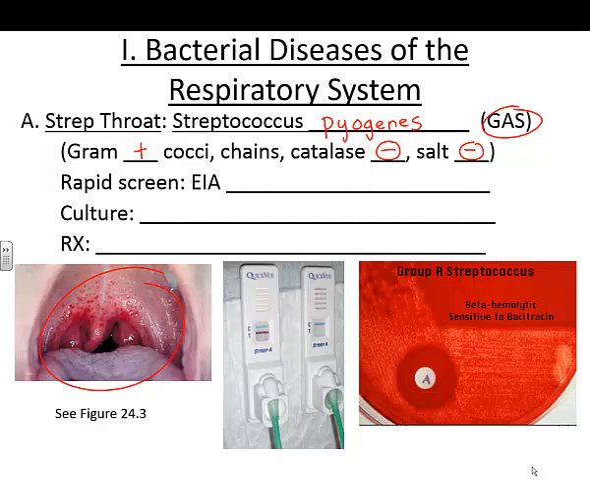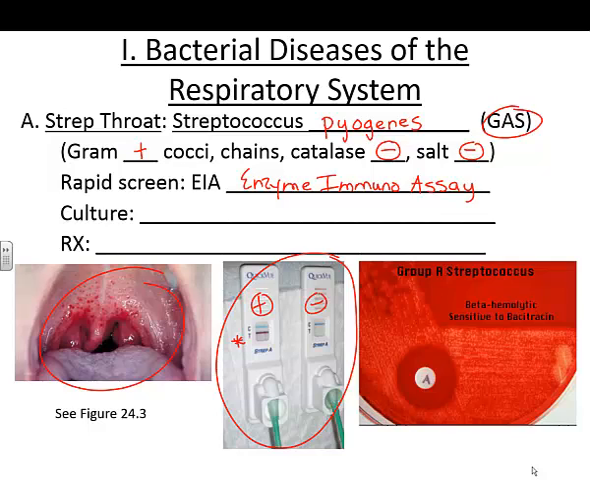A rapid screening test can be done on the patient by swabbing the inflamed area and running an EIA, or enzyme immunoassay. There are many different types of rapid strep tests on the market, but most are based on using specific antibodies to detect Group A strep antigens in the sample. The colored line next to the T for test indicates a positive. The C stands for control.